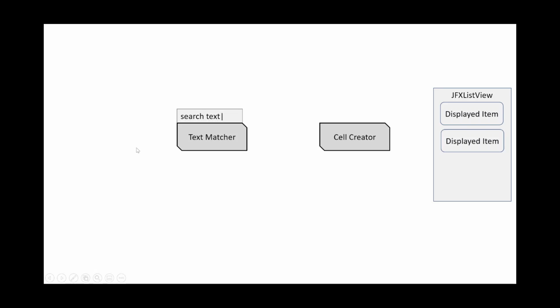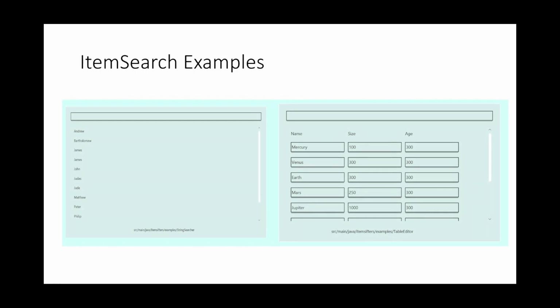And that's it. Edit the search text and this process will automatically repeat itself, and the list view will always display the items that match your text. The cell creator is where the real magic happens, and I've provided a couple of examples of the versatility that you have with this tool.